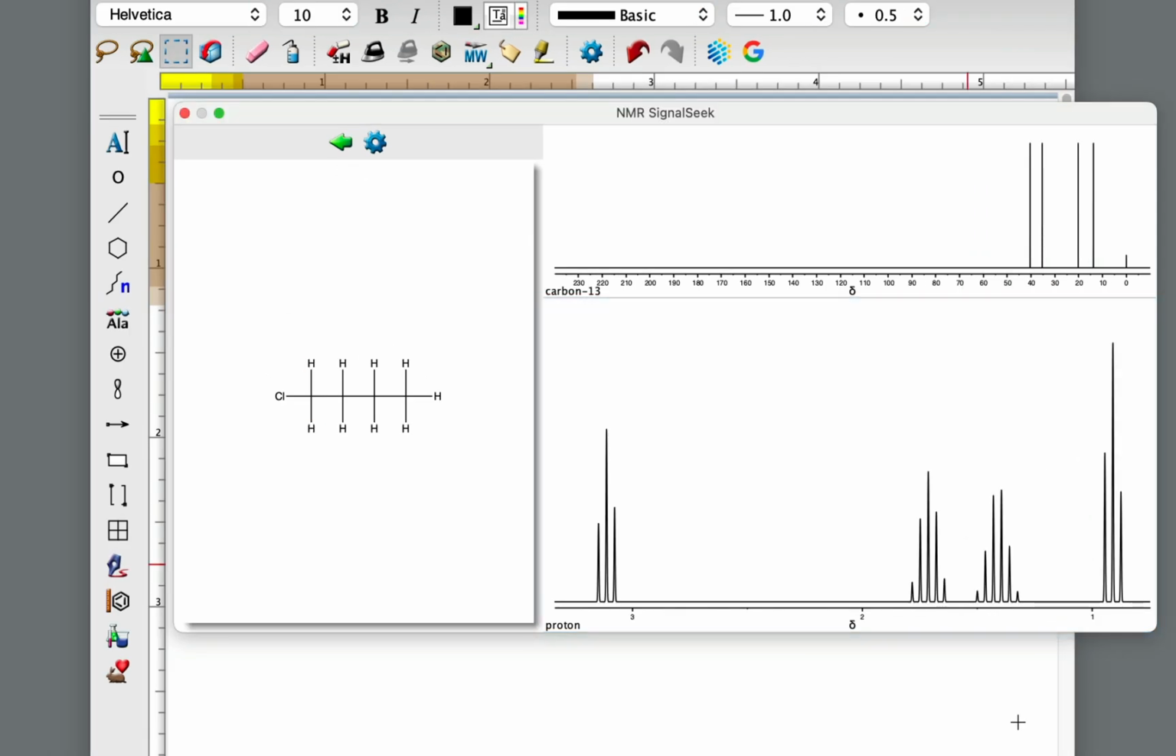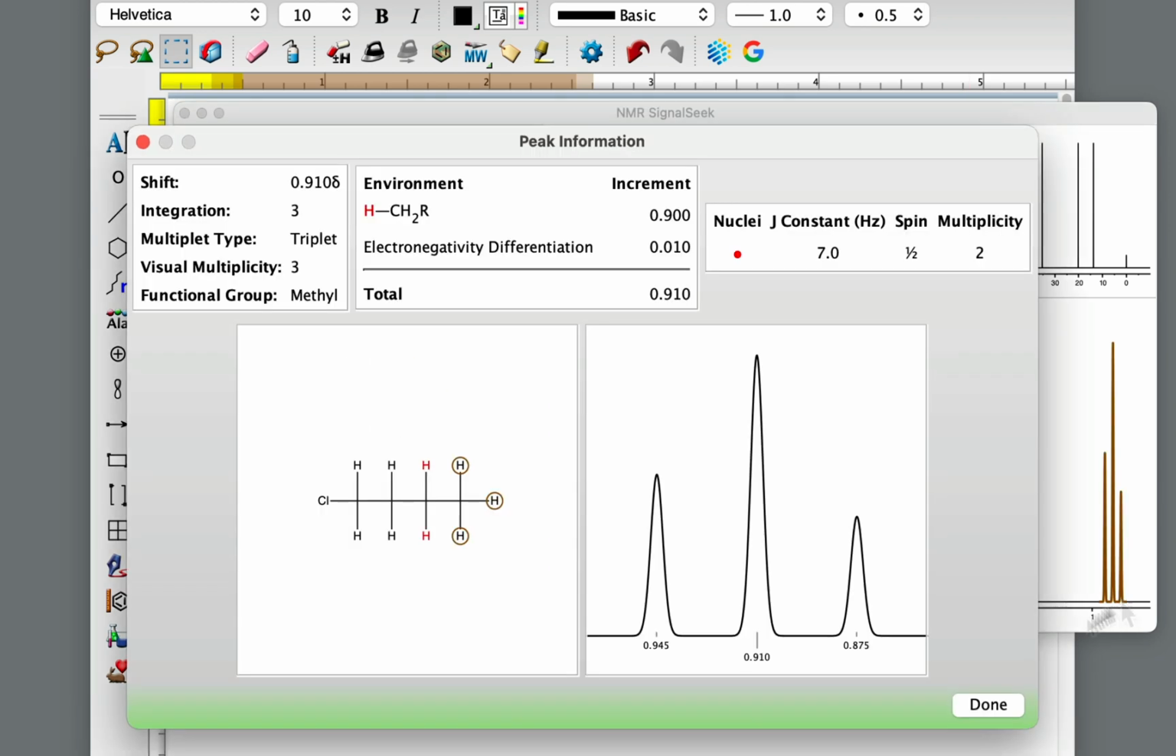Let's begin upfield with a signal around 1 part per million. It has an integration of 3 and corresponds with the 3 hydrogens on the terminal methyl group. These hydrogens are farthest from the electron withdrawing chlorine, so they are most shielded and therefore found on the right side of the spectrum. There are 2 neighboring hydrogens, seen in red. 2 plus 1 equals 3, so we see the signal split as a triplet.